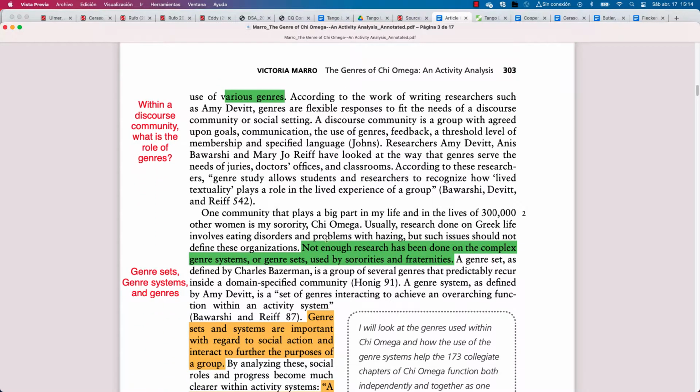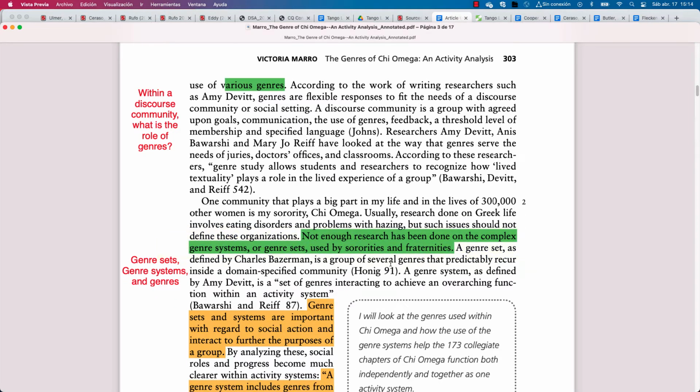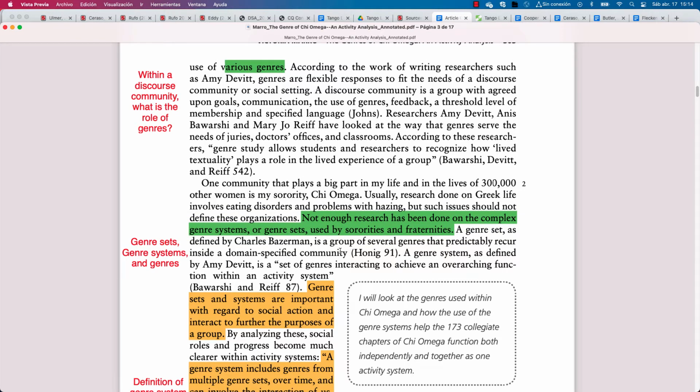But then she states, and this is her problem statement, not enough research has been done on the complex genre systems or genre sets used by sororities and fraternities. So that's the problem that she's trying to explore that needs further analysis. She needs to explain, well, why should we care about that? And she's going to explain that further down in the article.